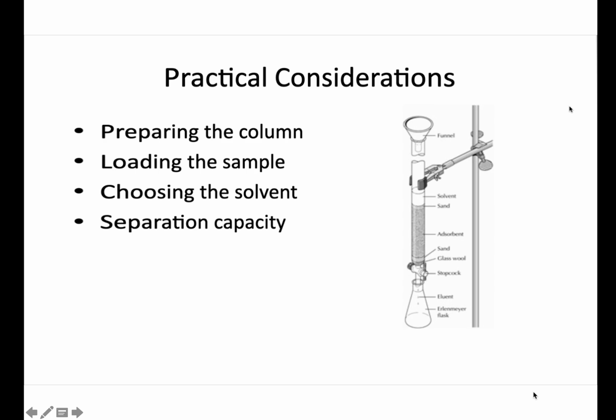Then we close the top of the column. We put the glass wool or cotton wool. Then we pour a little bit of sand, like 3 millimeter or 5 millimeter. Then we pour the solution of the mobile phase and the silica, which is the stationary phase. And we allow it to stand, because the silica will settle down and pack.